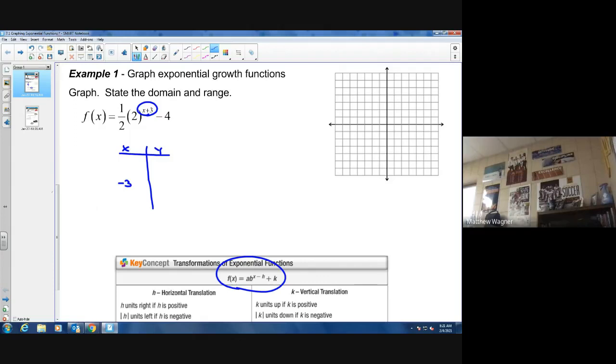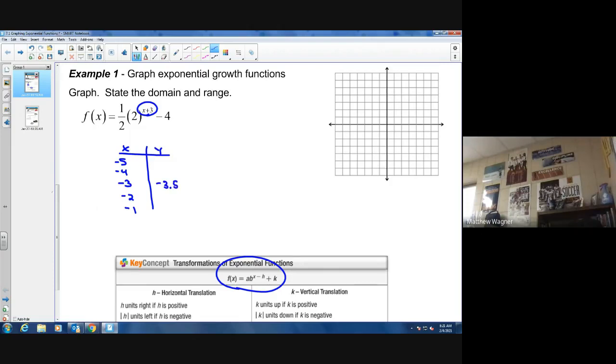I like to put that right in the middle of my table. Then I'm going to pick 2 points to the left, and 2 points to the right. Then what I need to do is plug those in. If you'd like to use your calculator to help figure those out, you are welcome to. Otherwise, you can just do it mentally. -3 plus 3 is 0. 2 to the 0 is 1. 1 times a half is 1/2. 1/2 minus 4 is -3 1/2.